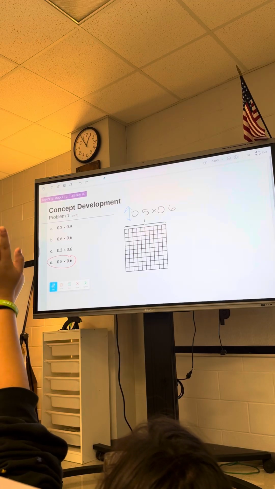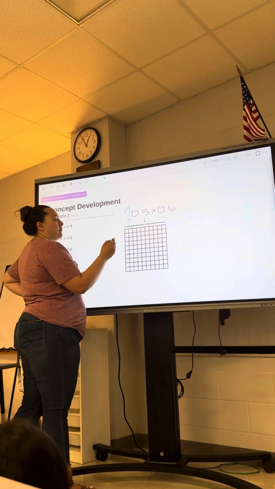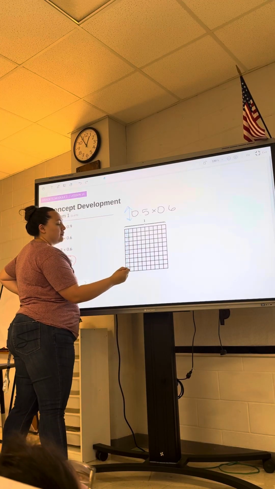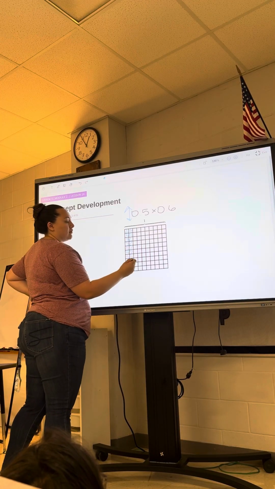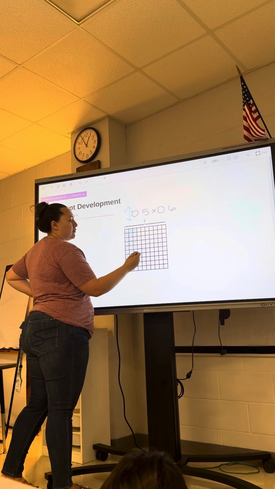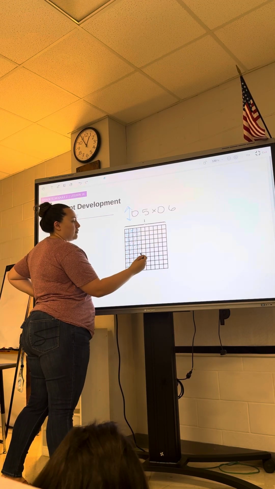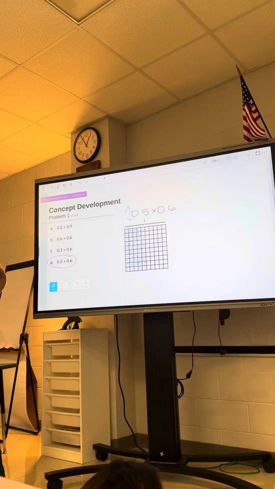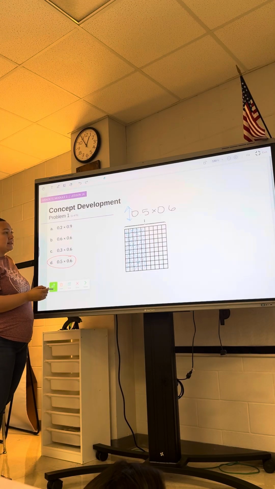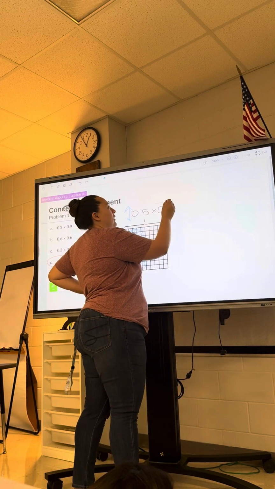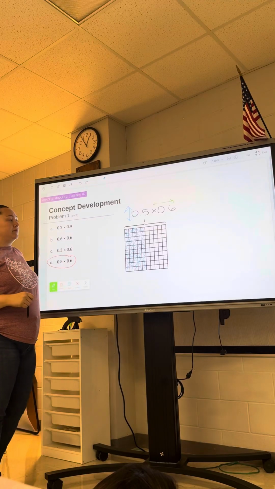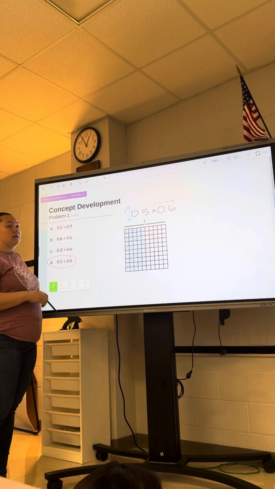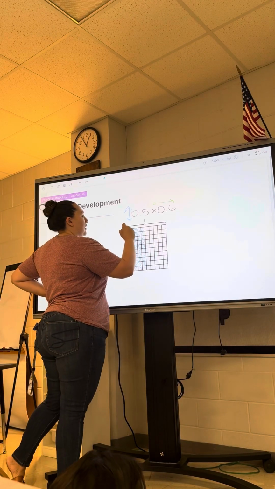Sani? 1/10, which is 1 bar. Very good. How will I draw in 6/10 horizontally? Jason? Color in 6 rows, very good.